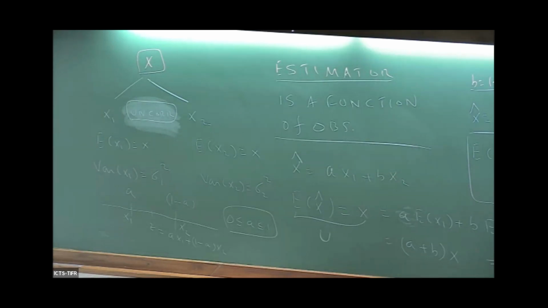a x1 plus b x2 is a linear combination. When b is 1 minus a and a is between 0 and 1, that's called a convex combination. So every point on the line segment joining x1 and x2 can be generated as a convex combination of the two endpoints. That's a theorem in geometry. You all know this, but I just want to bring it up.